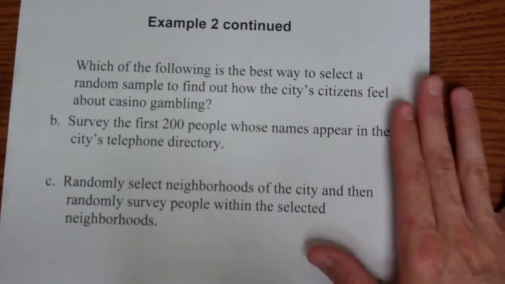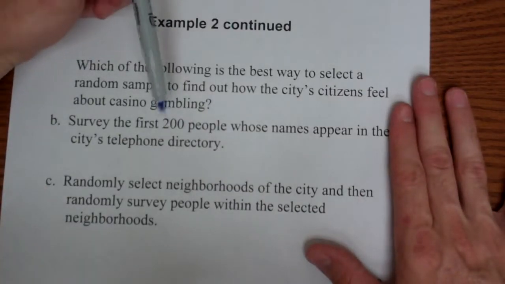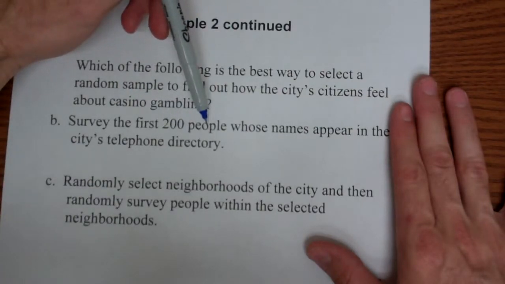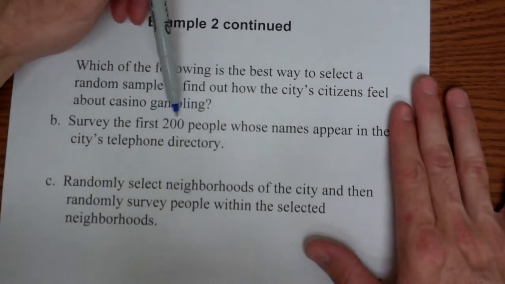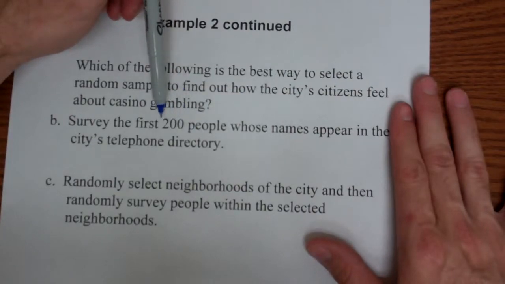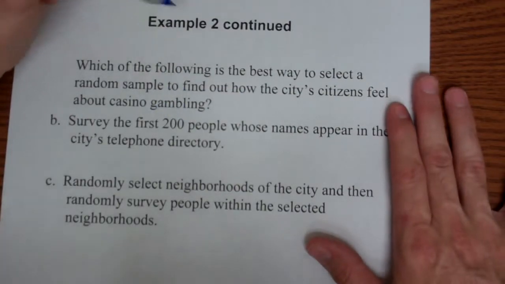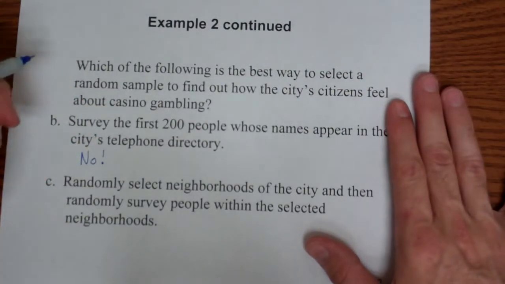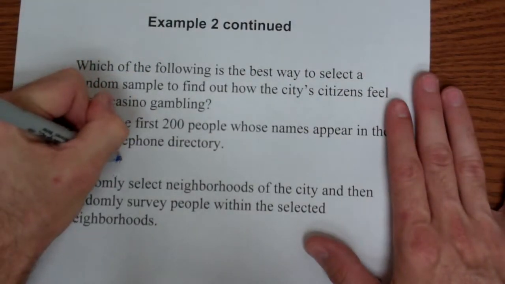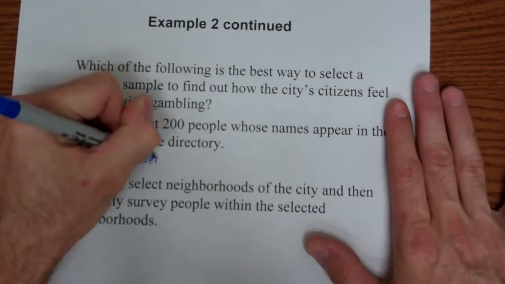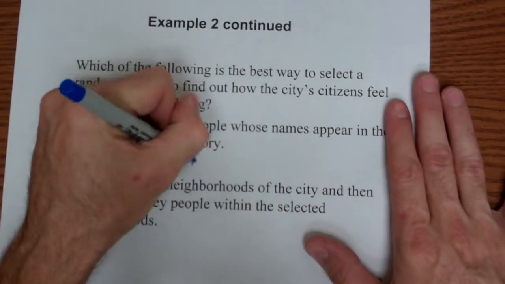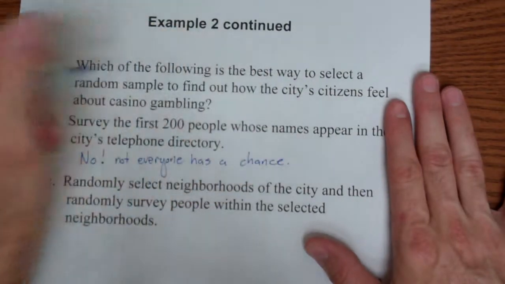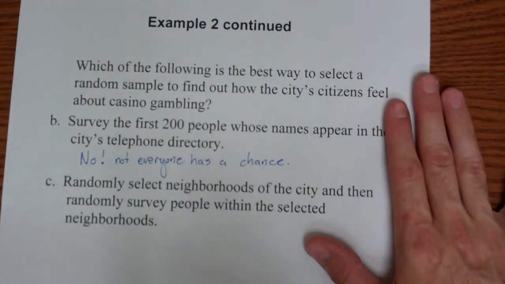Now, let's think about this, right? It does seem fairly random, first 200 people whose names appear. We're just selecting a bunch of people, we're thinking, but the answer here is actually no, okay? This is not a random sample because, again, not everyone has a chance, right? Nobody with the last name of Z is going to have a chance.